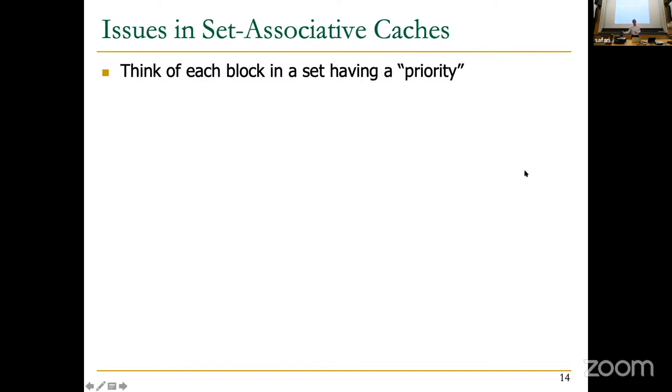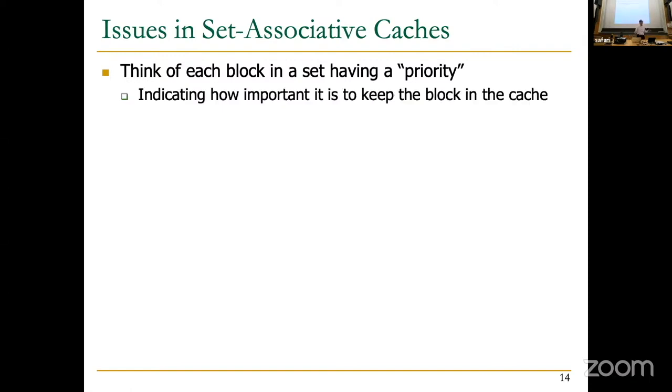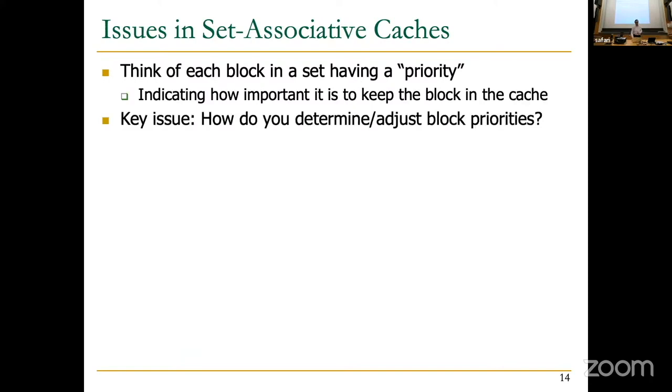Basically, when you bring a block and when you access a block, you can think of each block in a set as having a priority. Priority is the importance of the cache block, let's say. How important is it to keep the block in the cache? We're going to talk about what that means later on. And the key issue in set associative cache management is how you determine and adjust the priorities of the blocks, essentially. So there are 3 key decisions that you make in a set.